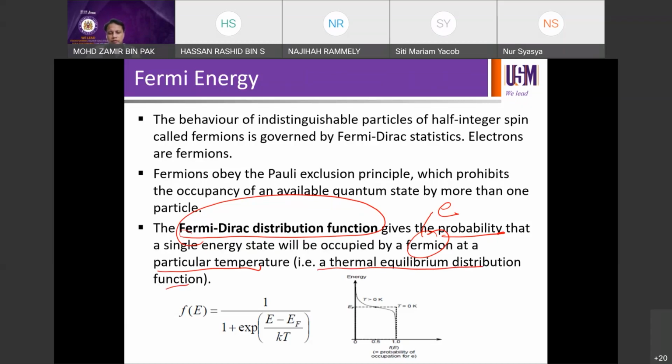And this Fermi Dirac distribution function is given by Fe. So Fe being the probability, and that is equal to 1 over 1 plus exponential of E minus EF over KT. This E is the energy you are interested to know. What is the probability of the electron occupying that particular energy state, minus EF being the Fermi energy, over KT. KT is Boltzmann's constant times the specific temperature in that particular case, right?